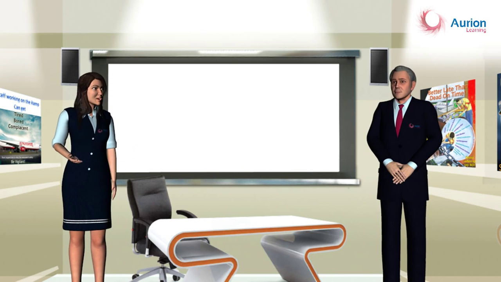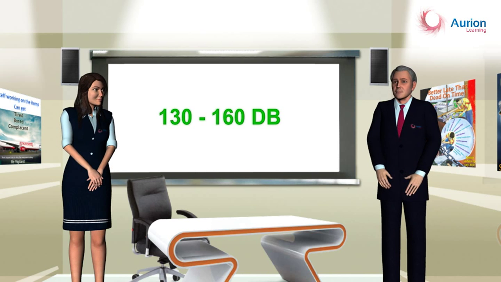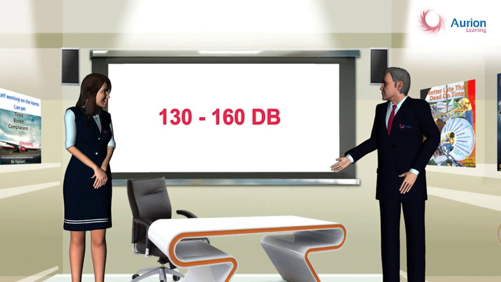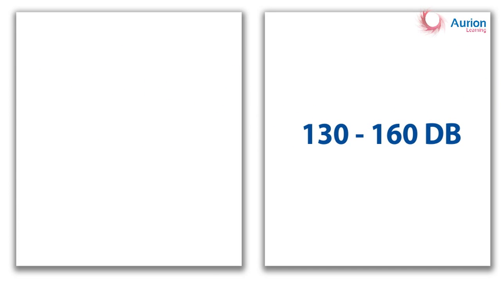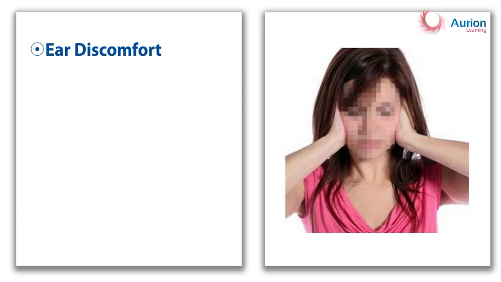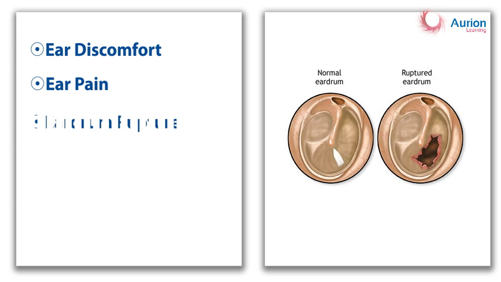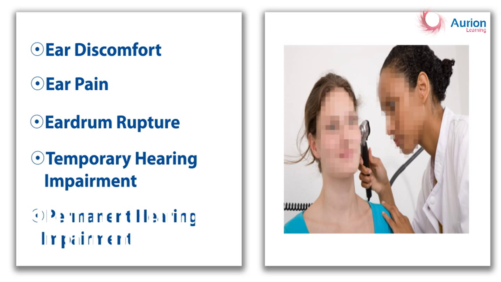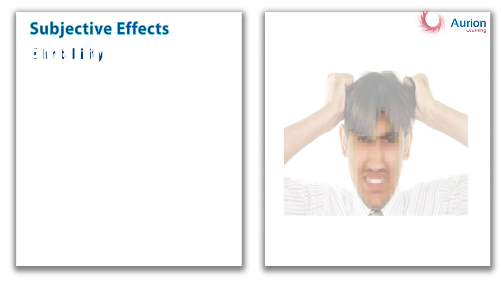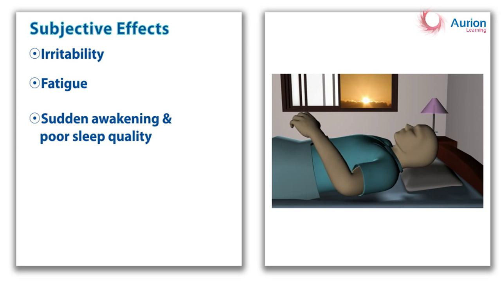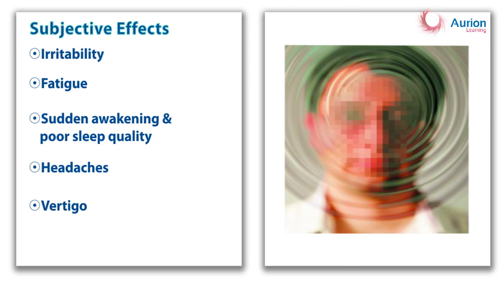Any guesses what is the decibel level of a jet engine taking off? 130 to 160 dB. Exposure to such high decibel levels for such long periods results in various problems. Physiological, which is discomfort in the ears, eardrum rupture, and even permanent hearing impairment. Psychological, such as irritability, fatigue, poor sleep quality, headaches, vertigo, and nausea.